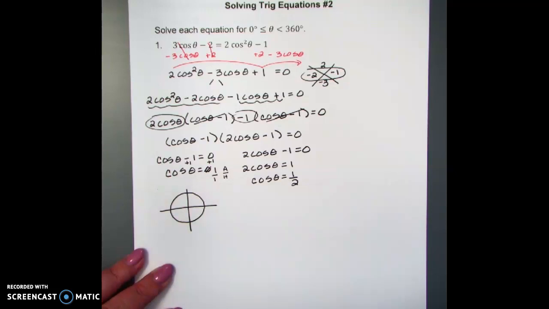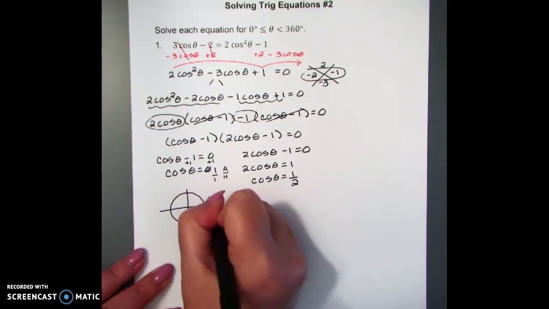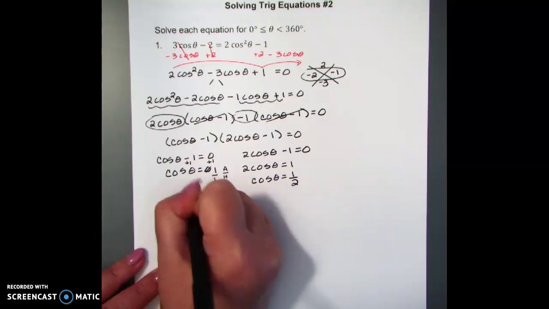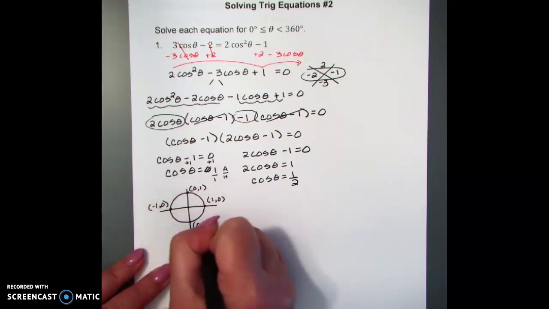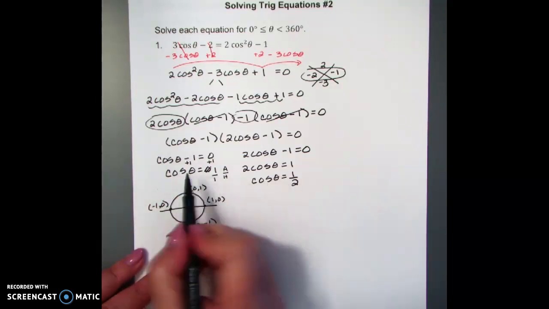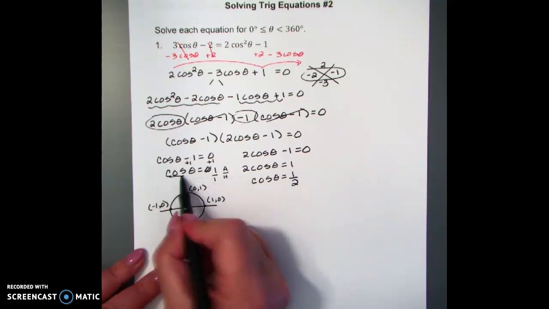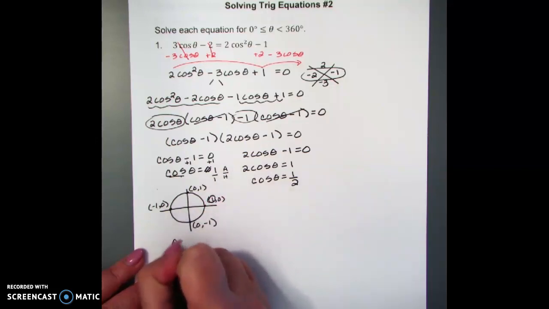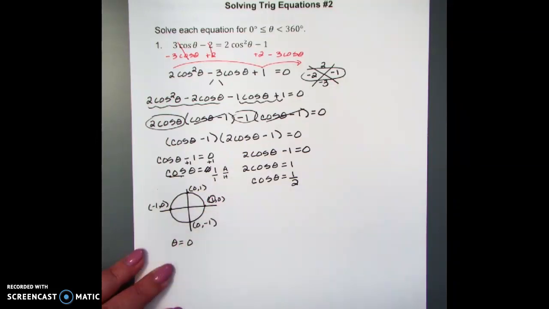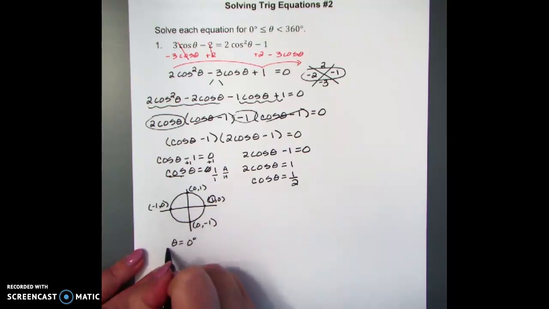And it does say from 0 to 360, so we have to look at all 4 vertices. So we've got (1, 0), (0, 1), (-1, 0), and (0, -1). So on the unit circle, cosine is represented by x. So we're trying to figure out when is x equal to positive 1, and that happens when theta is equal to 0. And in this case, the directions did ask for degrees, so this is going to be 0 degrees.